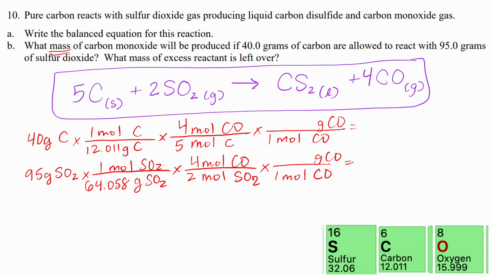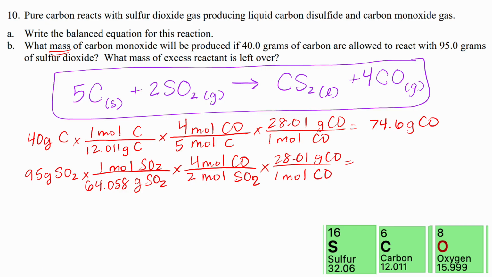So to get carbon monoxide, I do 12.011 plus 15.999. That gives me 28.01. So for my top stoichiometry, I have 40 divided by 12.011. I'm going to multiply that by 4, and then divide by 5, and then multiply by 28.01. So that gives me 74.6 grams of CO.